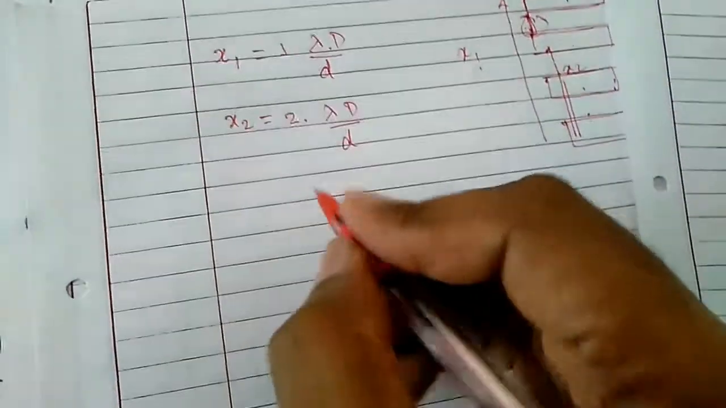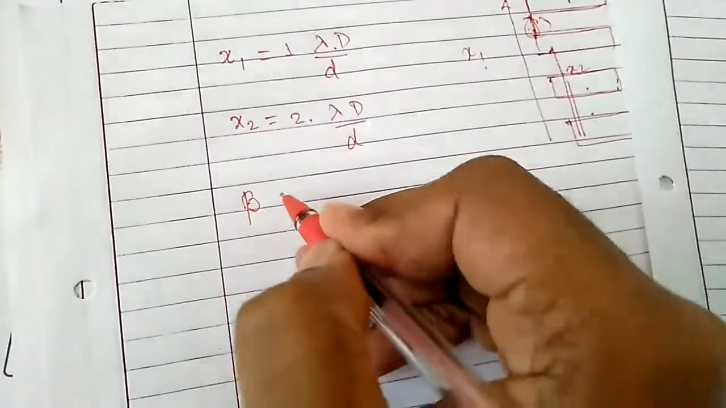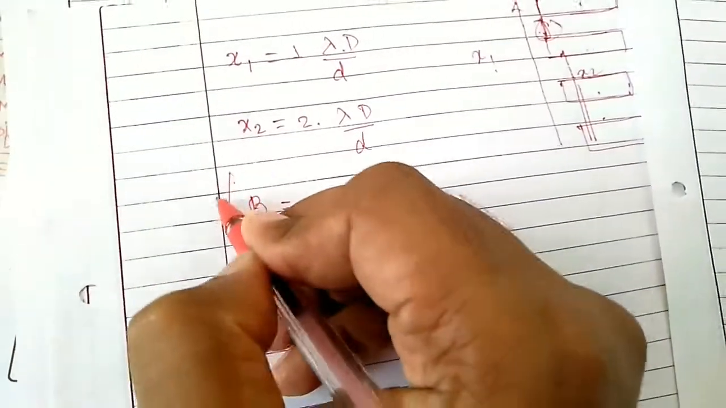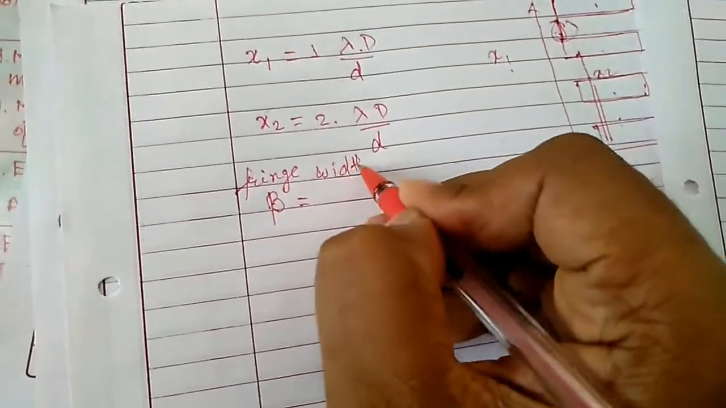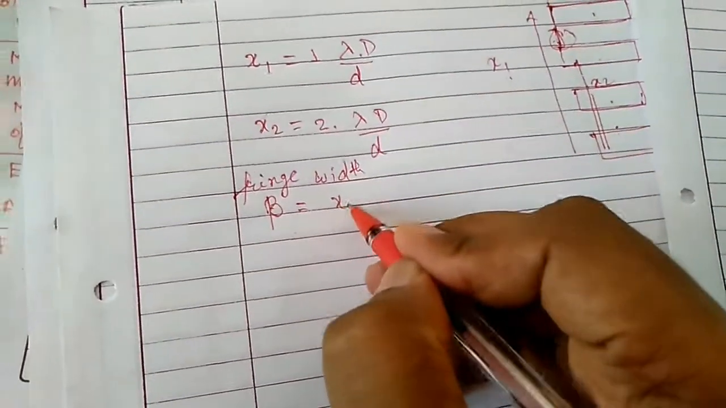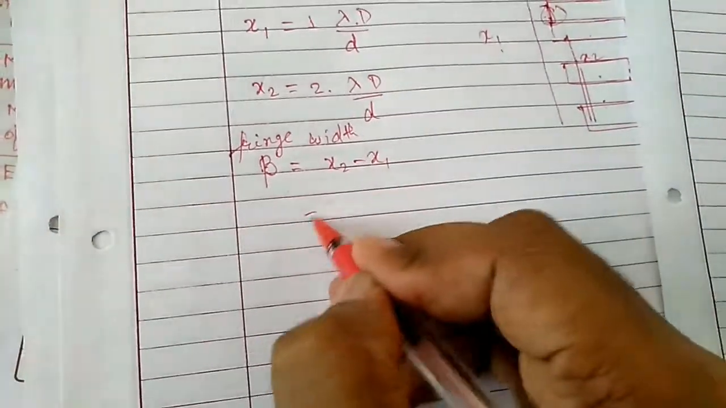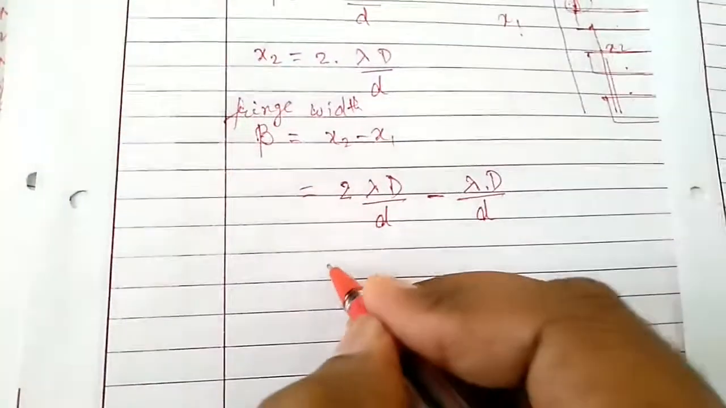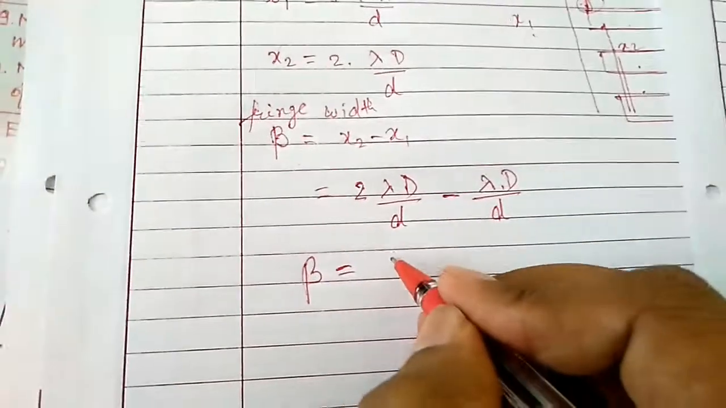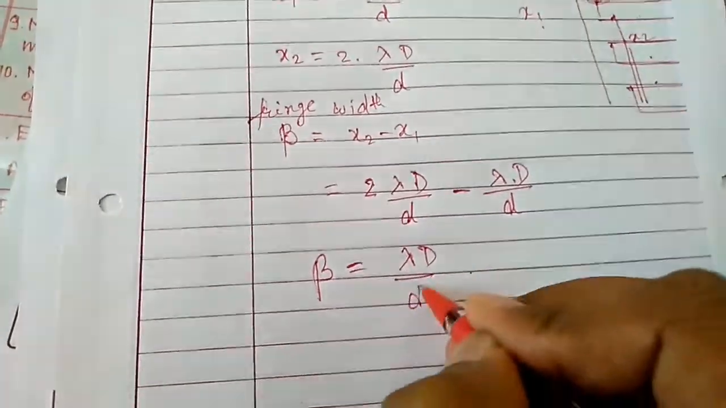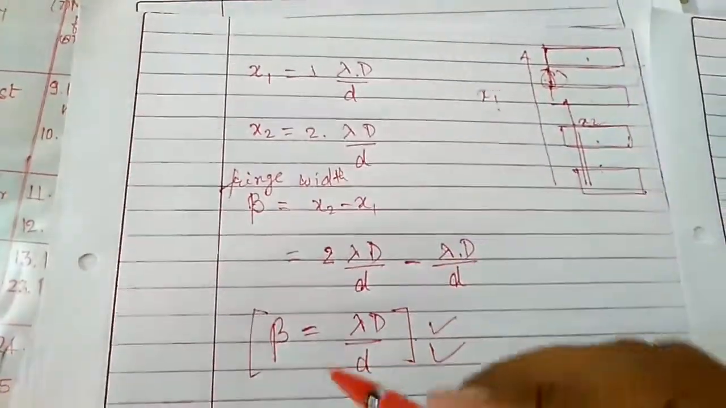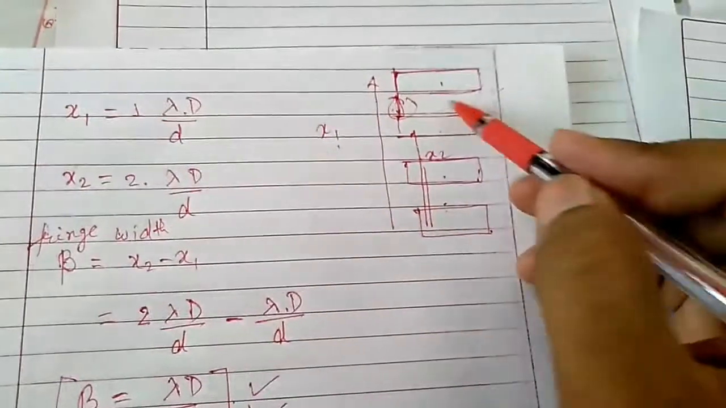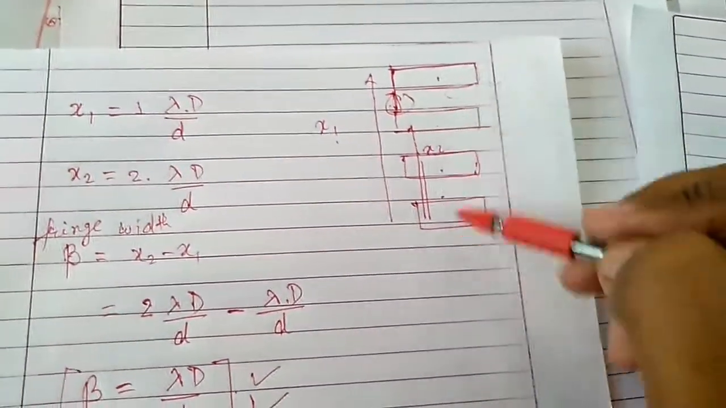We have to find the width, that is called beta, with the symbol beta, fringe width. I am writing here, fringe width. Beta is equal to x2 minus x1, and that will be this one. And after subtracting, beta will be what? Only lambda D by d. In examination we are asked to find the fringe width. This is for bright, but I am saying that the fringes all have equal width.